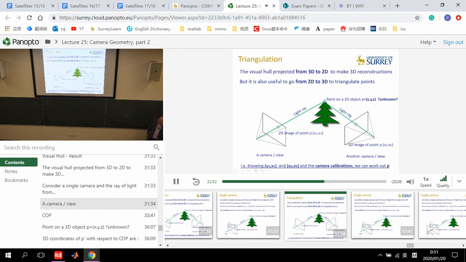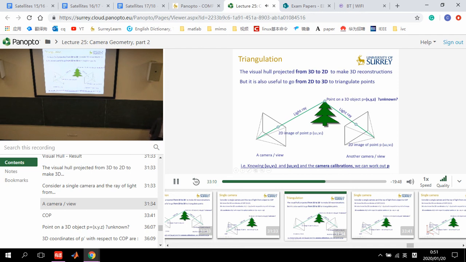We can estimate that. So that's effectively triangulating the 3D position of P from two images of it, but with knowledge of the camera positions, the extrinsics, and the internal parameters, the intrinsics. So we're going to talk now about how to do that.